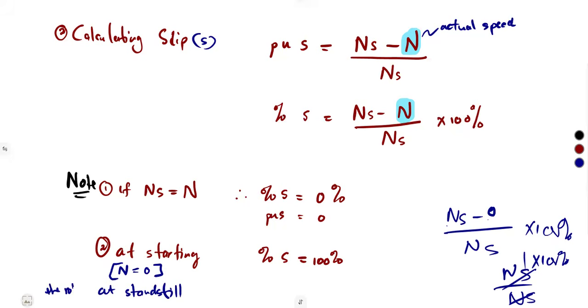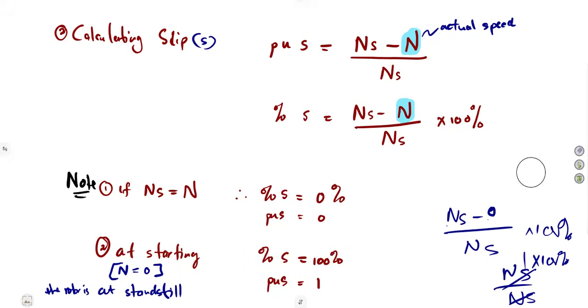So here the rotor is at what? Standstill. In that condition, your percentage slip will be 100%. So as per unit slip, it will be what? 1. 100 over 100. Remember how to remove percentage. So it's going to give us 1.